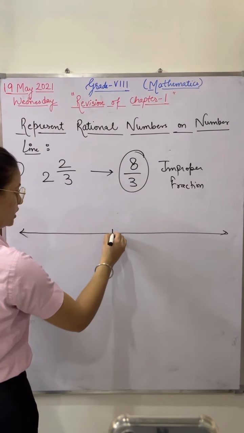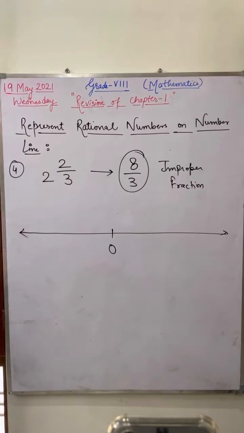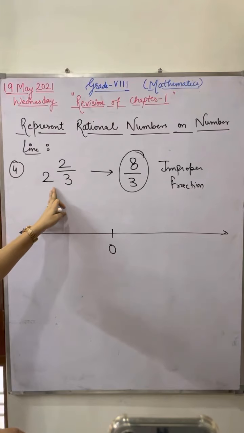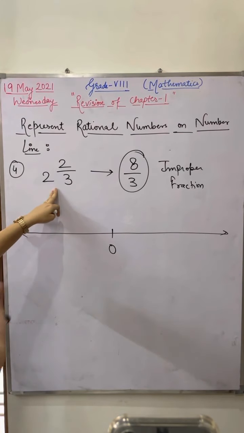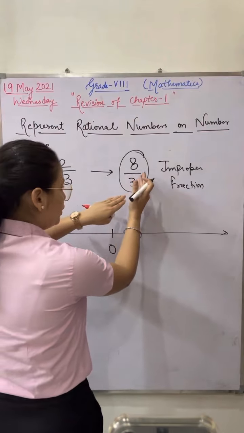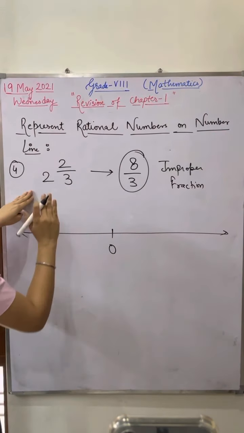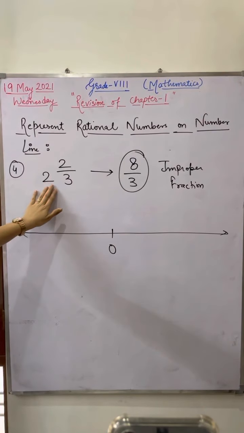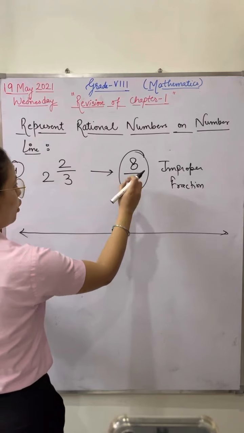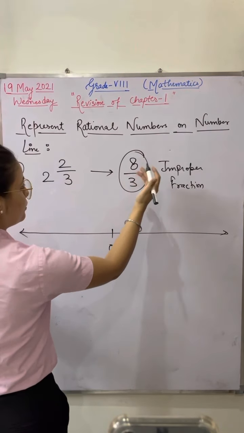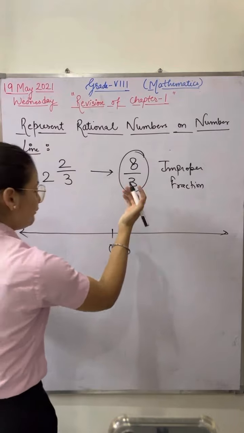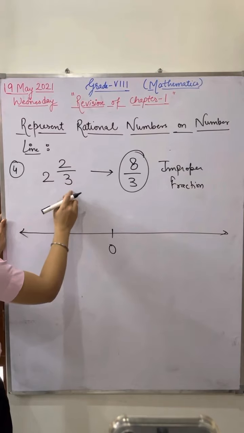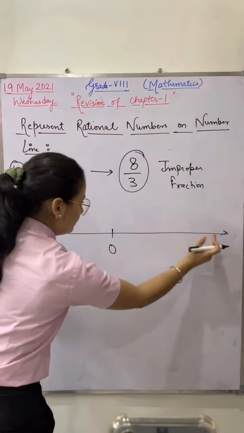This is your 0. Center point is 0. Now you have to check. If the question of improper fraction is given to you as a mixed fraction, then it will be very easy for you. If it is given in the form 8 by 3, then you have to convert it into the mixed fraction, then your answer will come. In this question, it was already given as a mixed fraction, so you just have to open the fraction and see whether it is proper or improper. If it is given as 8 by 3, convert it into the mixed fraction so that you can check the position on the number line.